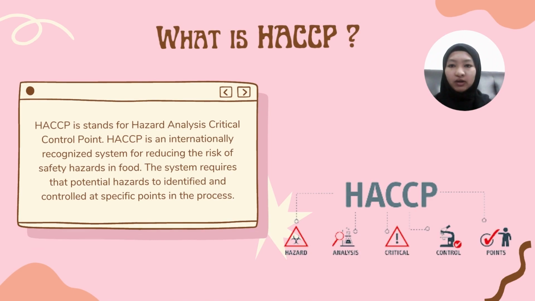HACCP stands for Hazard Analysis Critical Control Point. HACCP is an internationally recognized system for reducing the risk of safety hazards in food. The HACCP system requires that potential hazards are identified and controlled at specific points in the process. This includes biological, chemical, or physical hazards.